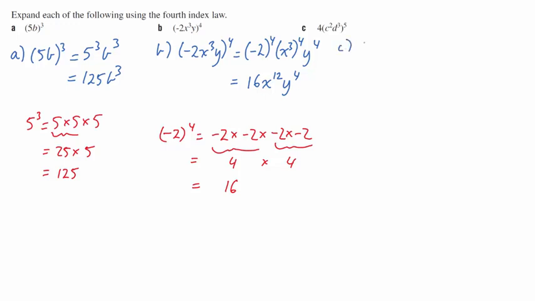For the third expression, we have 4 outside the brackets, (c squared d cubed) to the power of 5. Now the fact that we have 4 outside the brackets means we're not going to take it to the power of 5. We're going to just leave it out the front. So we have 4 times (c squared) to the power of 5 times (d cubed) to the power of 5. And now we've got powers of powers. So 4 c to the power of 10, 2 5s are 10, d to the power of 15. And we can't actually simplify that any further, so that's our final answer.